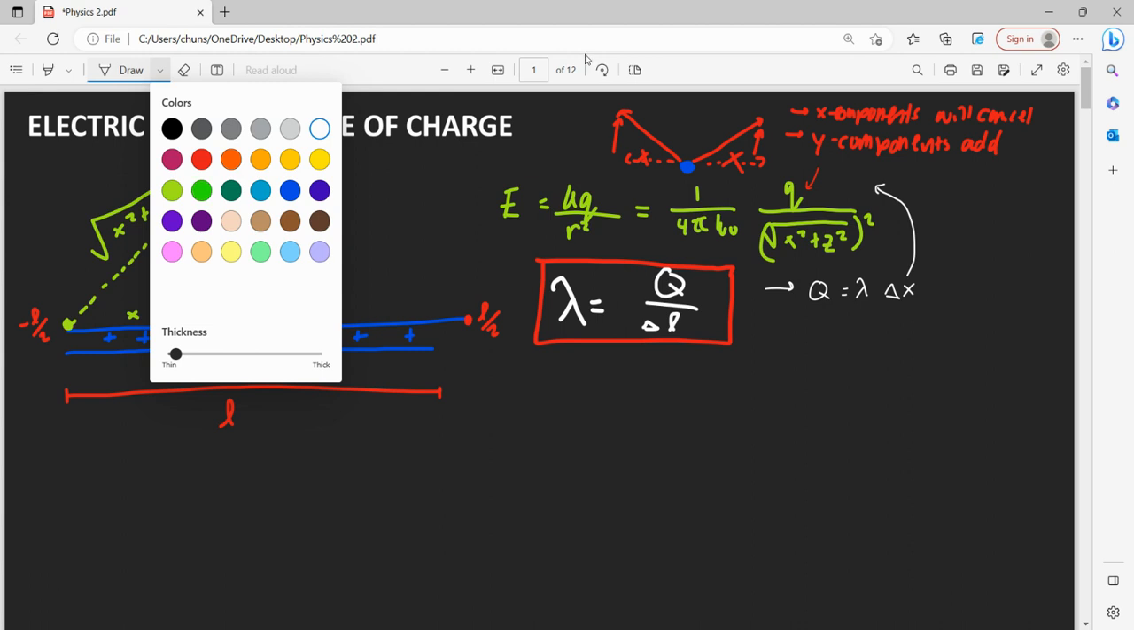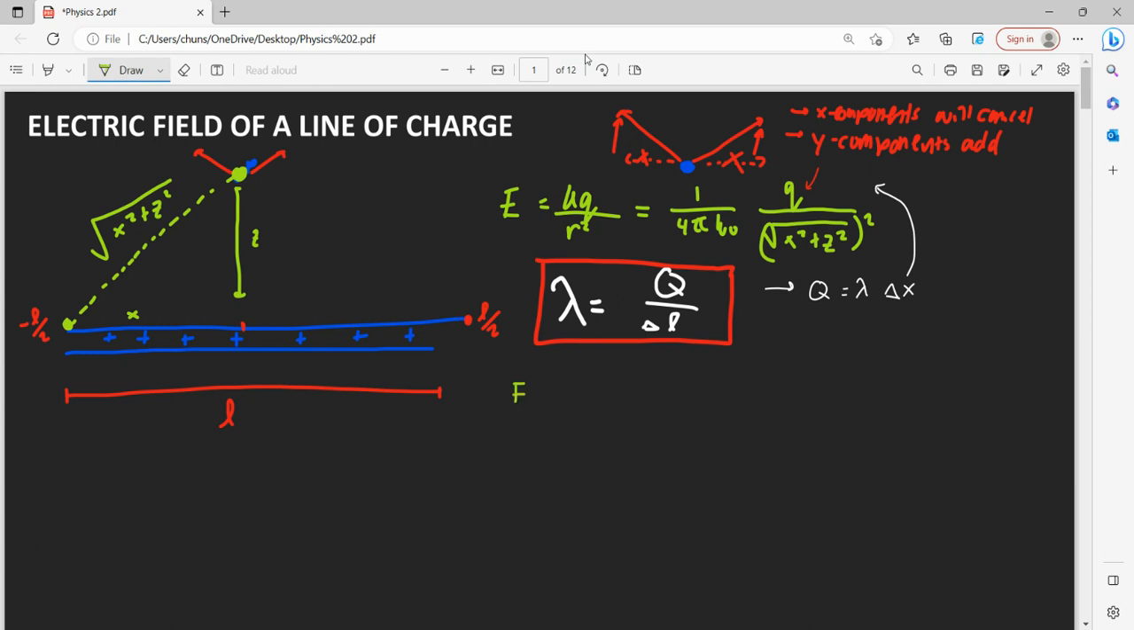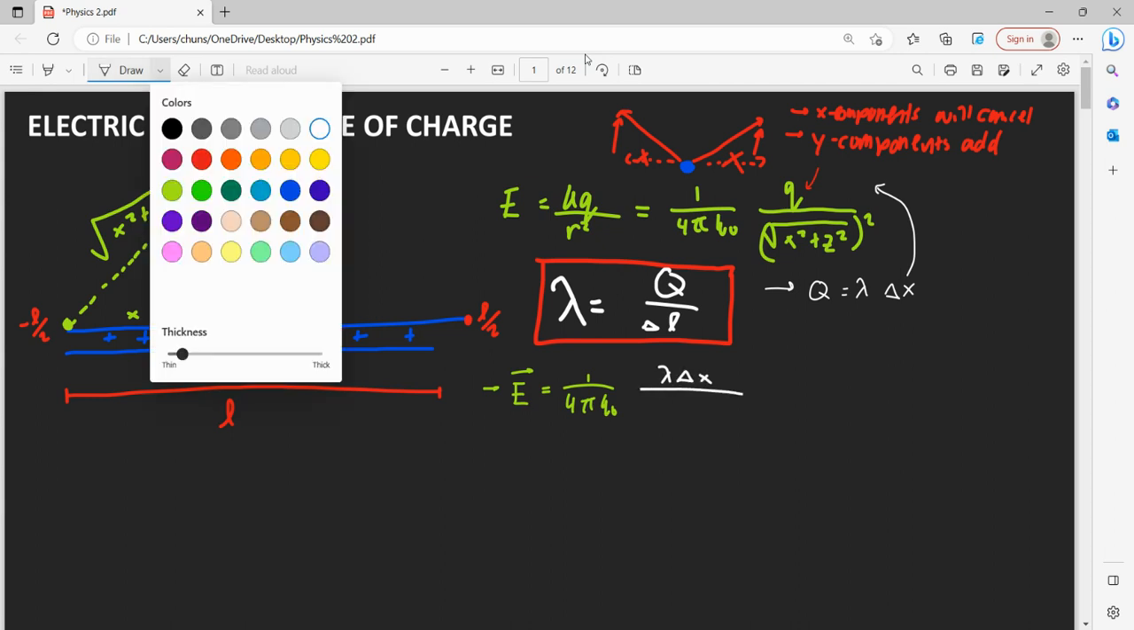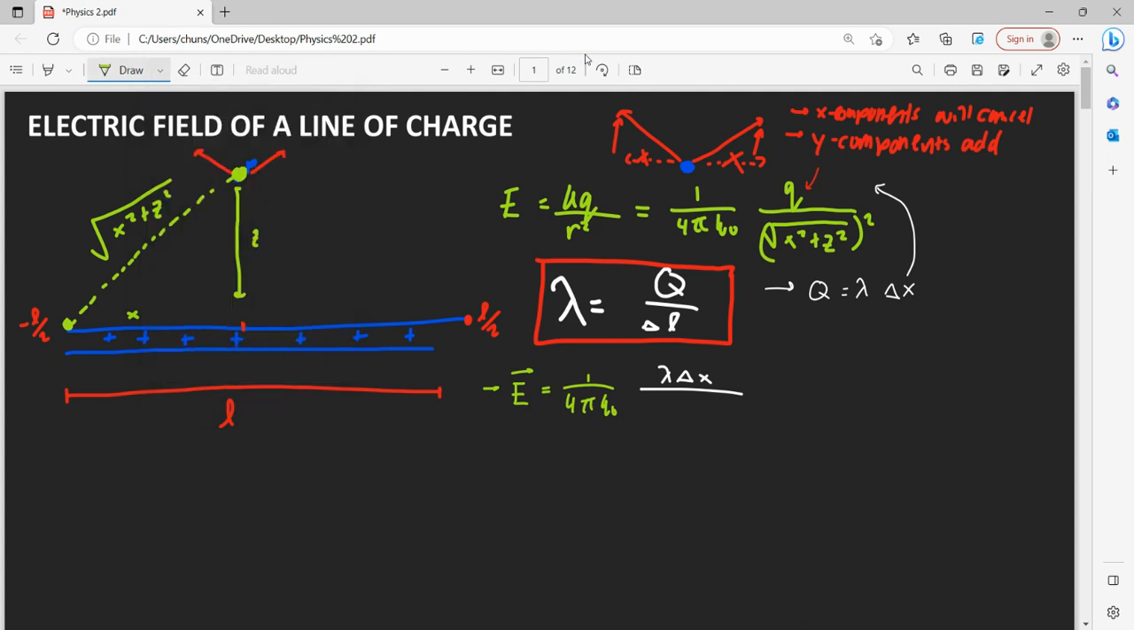All right, so that now gives us electric field equals 1 over 4 pi epsilon 0. Then we have our new value for q, which is lambda times change in x, over x squared plus z squared, squared.